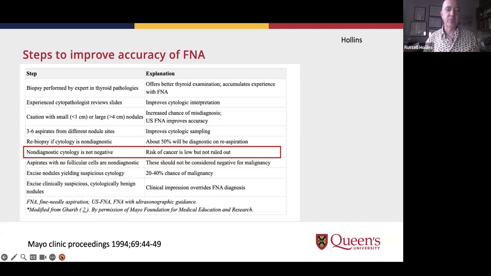We do a bunch of aspirates on each individual nodule, and so the non-diagnostic cytology is not negative, and the risk is probably still very low, but you haven't ruled it out. And there's points, as I said, where you might say, okay, we'll rebiopsy, but if it keeps being non-diagnostic, then you might just monitor that. Let's try the next slide.